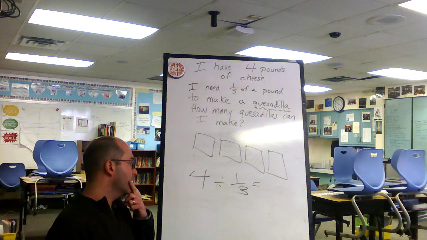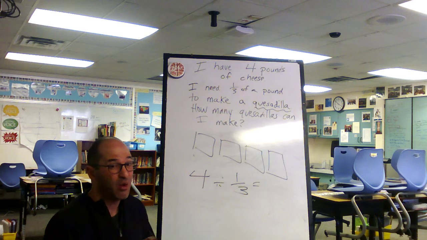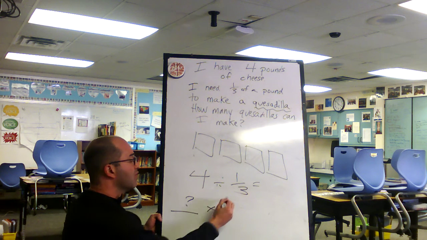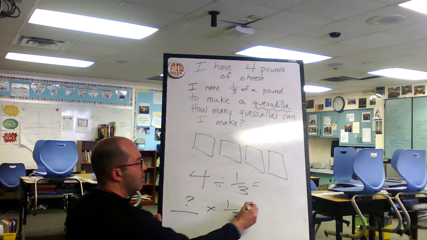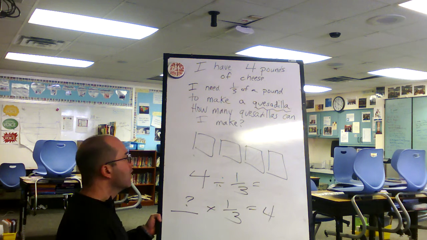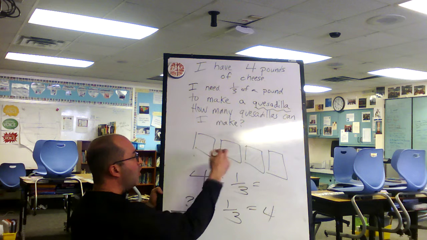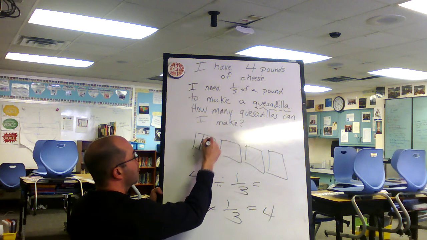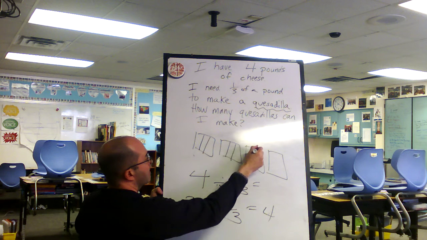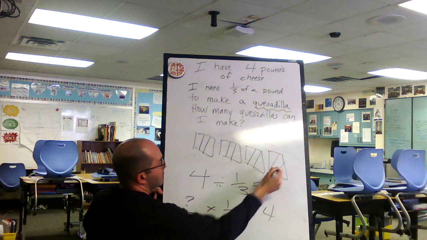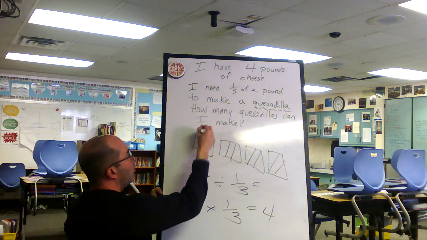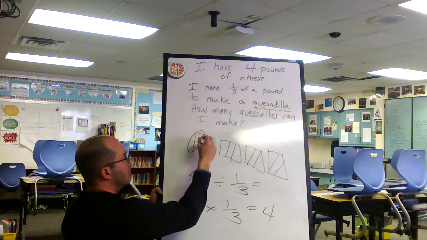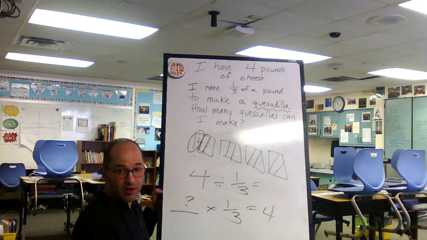I'm not dividing it by 3, I'm dividing it by 1/3. I'm dividing 4. I want to know how many groups of 1/3 are there in 4. Well, I'm going to divide each of these whole pounds into thirds. So 1/3 of a pound would give me a quesadilla, right? That's 1 quesadilla.